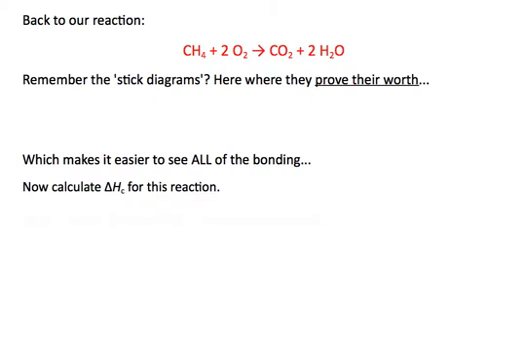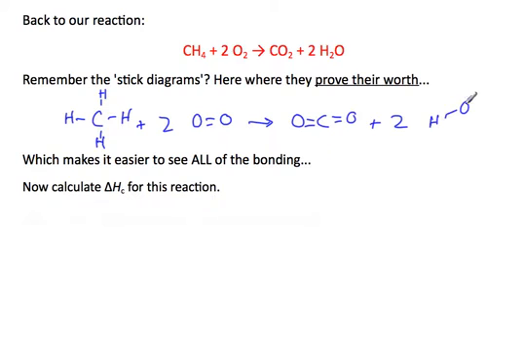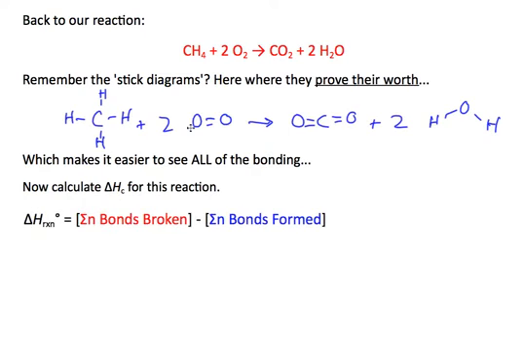Okay, so back to our reaction. Let's get our quick stick diagram out there. And so there's our methane plus 2 moles of oxygen yields 1 mole of carbon dioxide plus 2 moles of water. And so now we can use our equation and start doing our calculations. And so it's always bonds broken minus bonds formed.